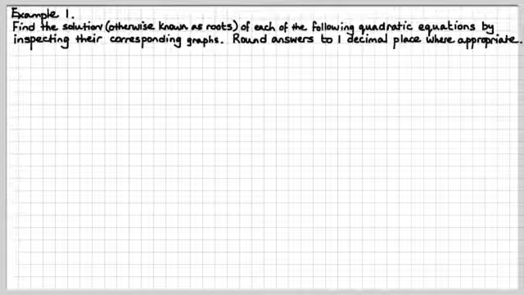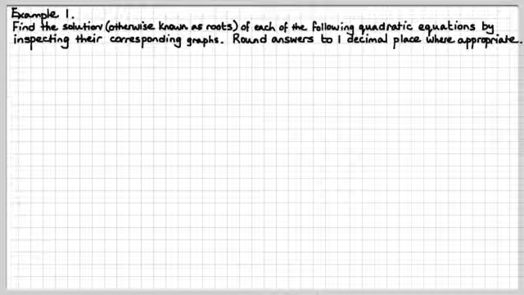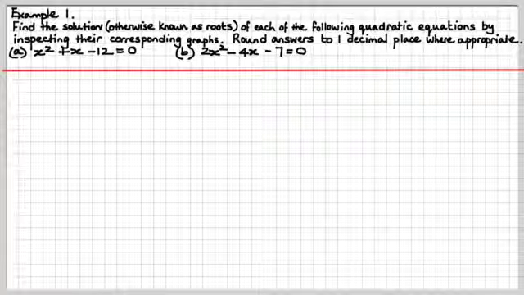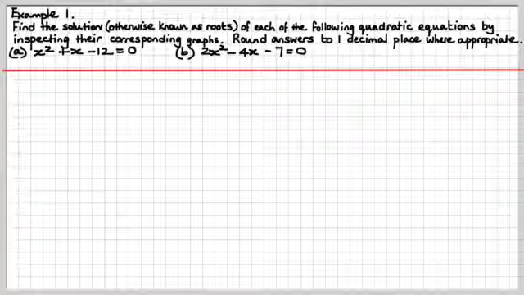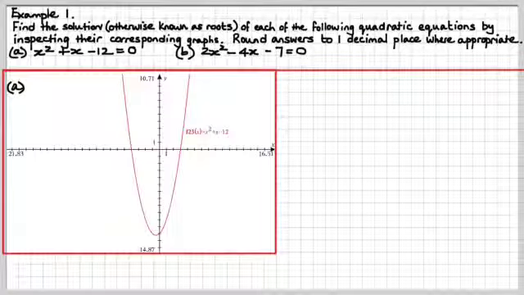And that fills us with great hope and aspiration. Right, example 1, guys, let's go for this. Find the solution, otherwise known as the roots, that's just another name for the solutions for x, of each of the following quadratic equations by inspecting their corresponding graphs. Round the answers off to one decimal place where appropriate. Alright, no problem. They are the two equations we've got to solve: x squared plus x minus 12 equals 0, and 2x squared minus 4x minus 7 equals 0. Let's go with A today.